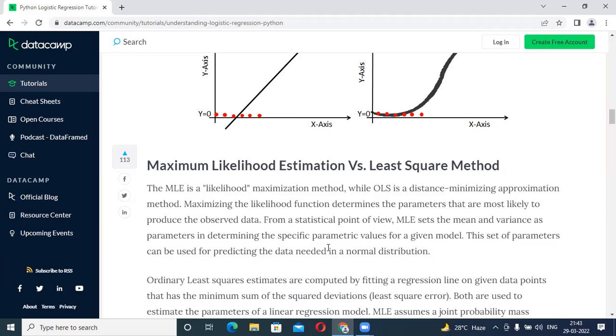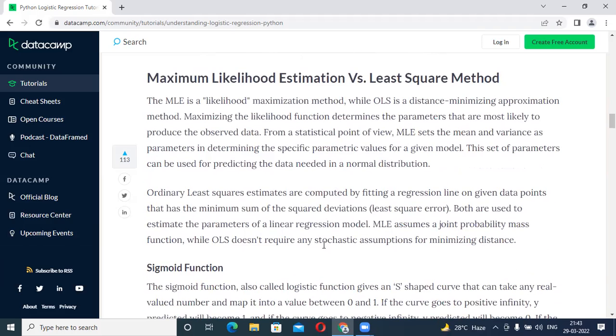Maximum likelihood is a maximization method, while OLS is a distance minimizing approximation. These are basically two optimization techniques, and maximizing the likelihood function determines the parameters that are most likely to produce the observed data. These things are done after the model is developed, when we want to evaluate the model for accuracy using these different methods.